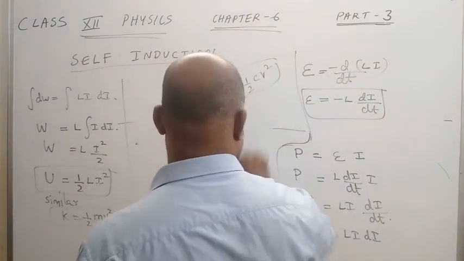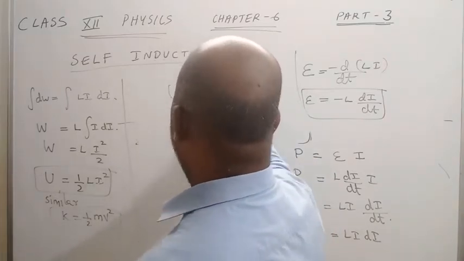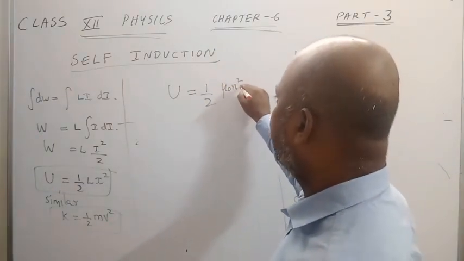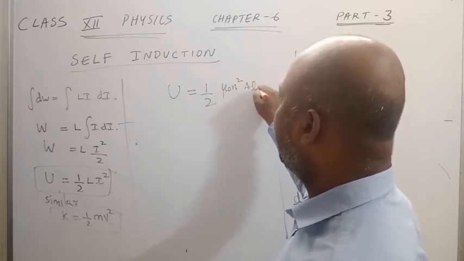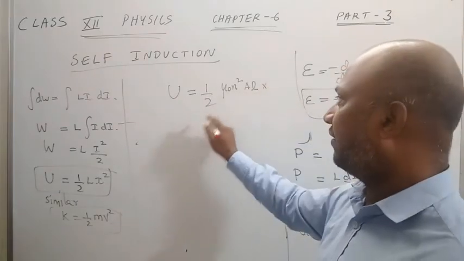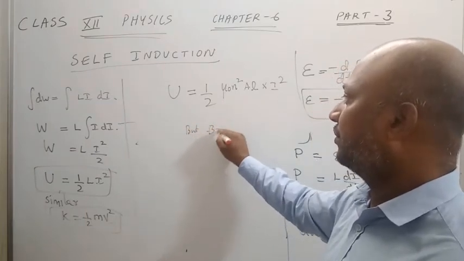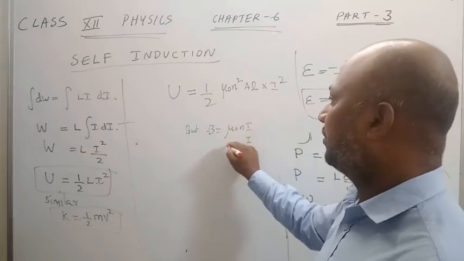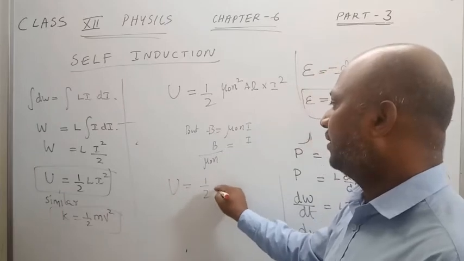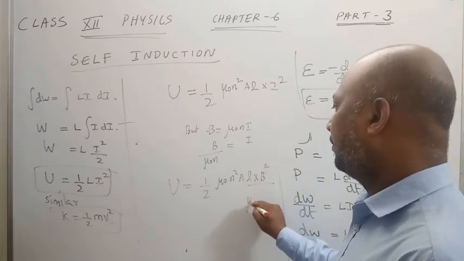So how to convert it into a different form, you see. So U is equal to half L. So instead of L we can write mu naught N square pi R square, मतलब area into L. And I square is I का value. So I'm writing, but B is equal to mu naught Ni. So I is equal to B upon mu naught N. So I can write U is equal to half mu naught N square AL into I square, B square upon mu naught square N square.